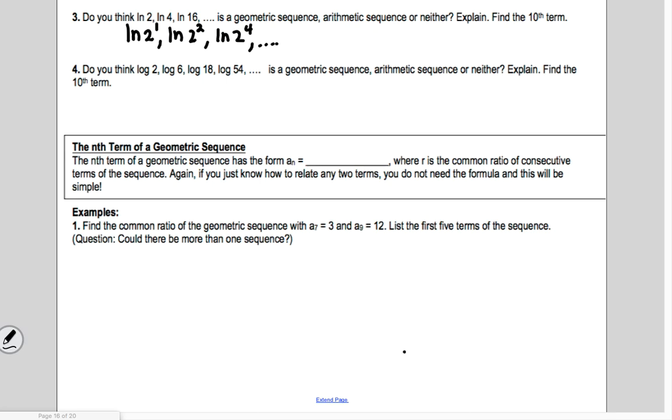So do you guys remember that rule with logarithms? If you had like natural log of 5 to the 7, we can pull the 7 to the front. Let's do that. So we have 1 of the natural log of 2's. We have 2 of the natural log of 2's. We have 4 of the natural log of 2's.